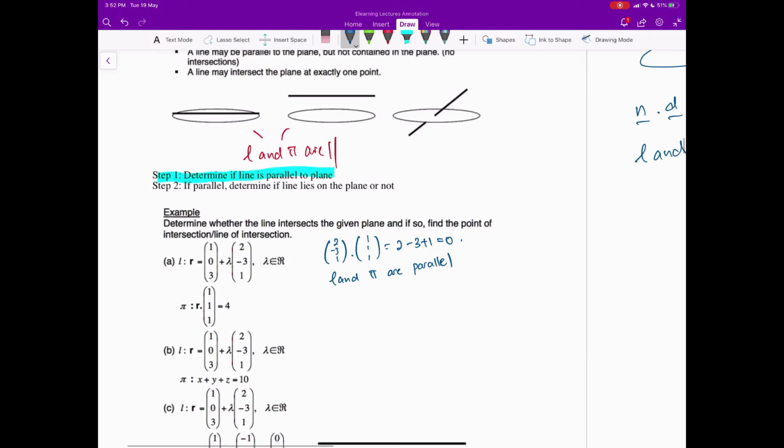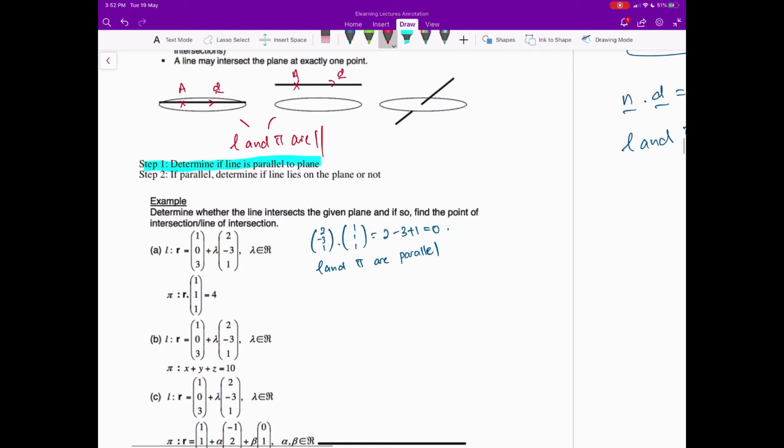Next, I want to take note that for the line equation, I have a point here and I have my direction. Same thing for the plane. If the line and the plane are parallel and the point on the line lies on the plane as well, then it means that the line will lie on the plane. If the point does not lie on the plane, however the line and the plane are parallel, then we are at the second scenario where the line is just parallel to the plane and does not lie on the plane.